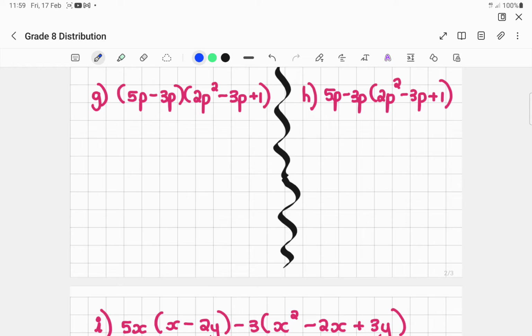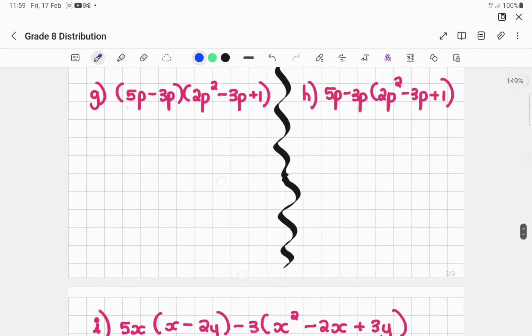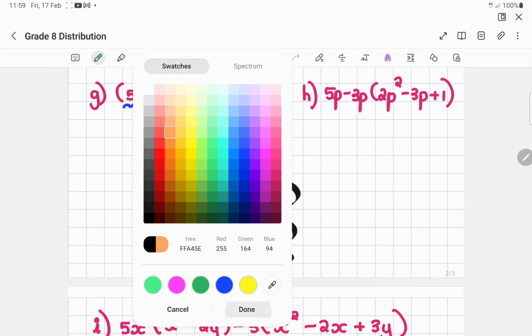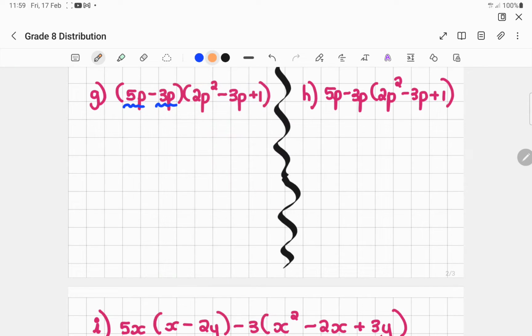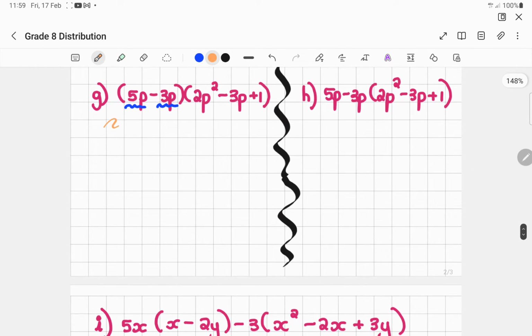Let's look at these two that are also very similar. In grade 9, you'll see that we are dealing with these if these weren't like terms. But at the moment, they are still like terms. So we can go ahead and subtract those two from each other. So 5p minus 3p gives you 2p. And because it's at the beginning of a sum, the brackets can actually fall away. But I can only let it fall away if I simplify within the brackets there.